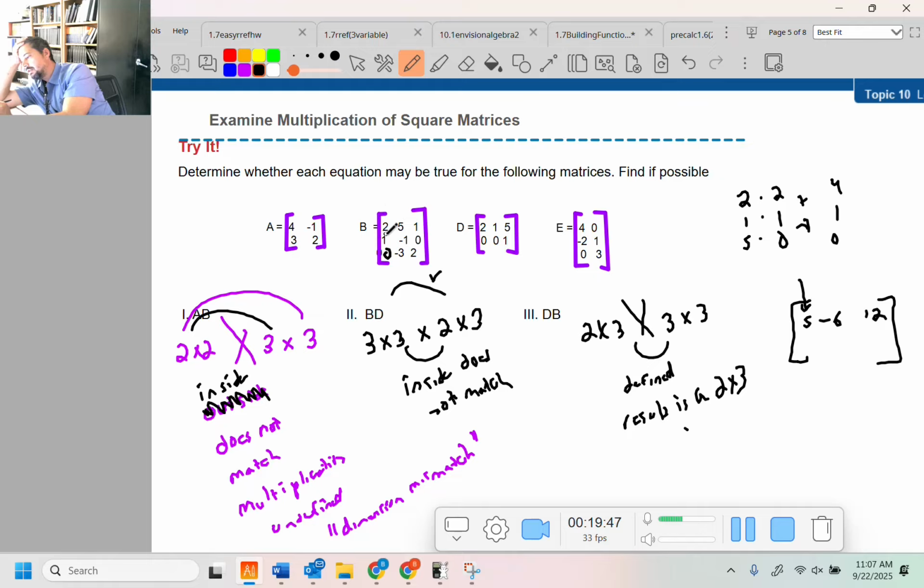0 times anything is 0. 0 times anything is 0. 1 times 0 is still 0. Now I'm in row 2, column 2. Still this row, this column. 0, 0, negative 3. Now I'm in row 2, column 3. 0, 0, 2, because 1 times 2 is 2.